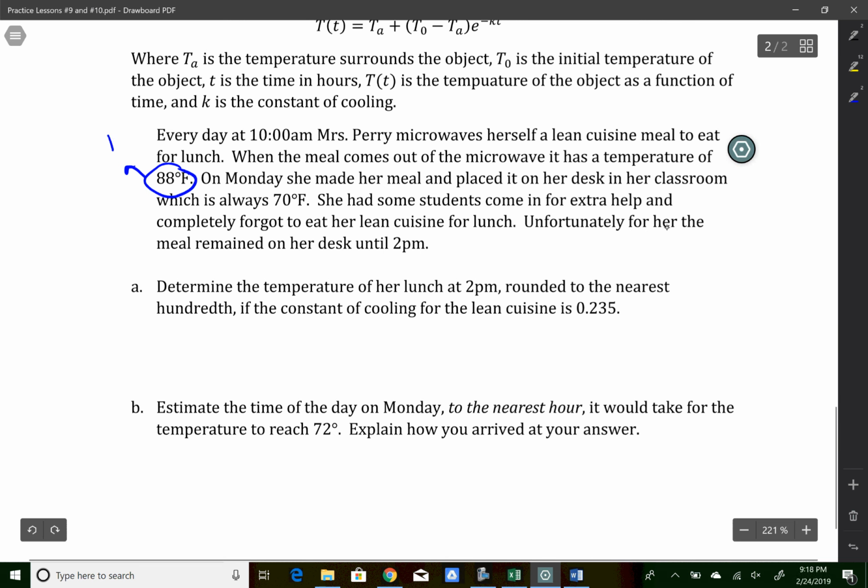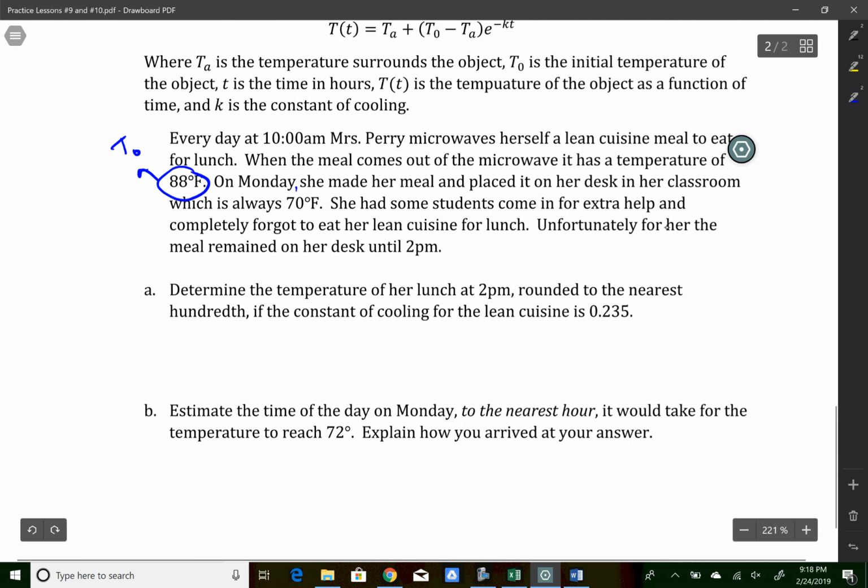That's T sub 0. Then it says on Monday, she made herself her meal and placed it on her desk in her classroom, which is always 70 degrees. That's the ambient temperature. That's the surrounding temperature, T sub A.